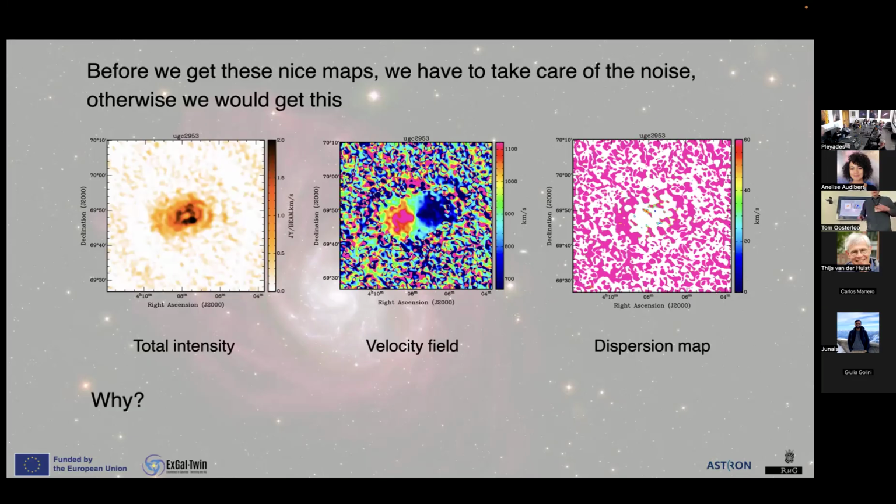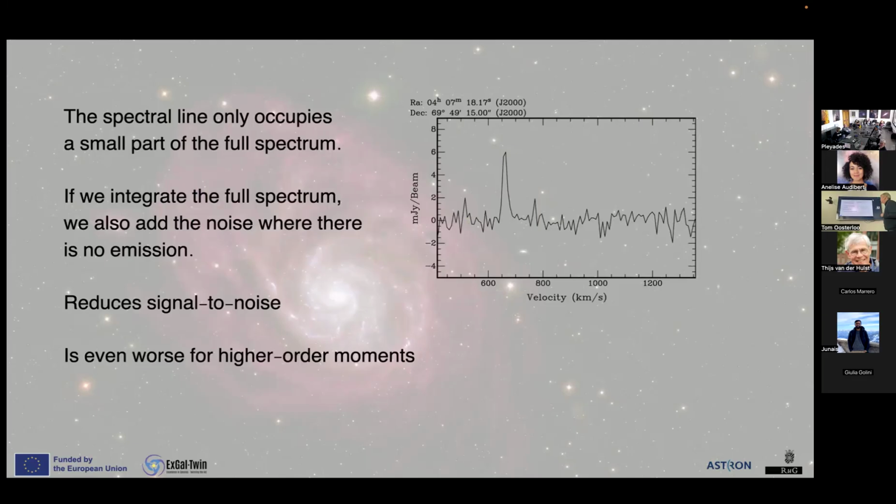So why is this? Very simple reason. This is a spectrum in one of the pixels of this data cube. There's zero here, and here is the line emission. If I compute blindly, say the total H1 emission, I integrate this profile. The line emission is only in a few channels, and the noise is everywhere. So I add a lot more noise than I should. Obviously, I should only integrate over where there's emission, because if I integrate over the entire spectrum, this greatly reduces the signal to noise. And it gets even worse for the higher moments; the second order moment is terrible.